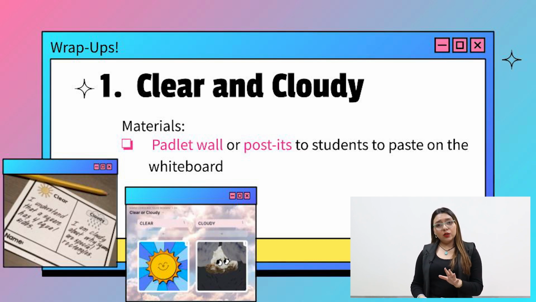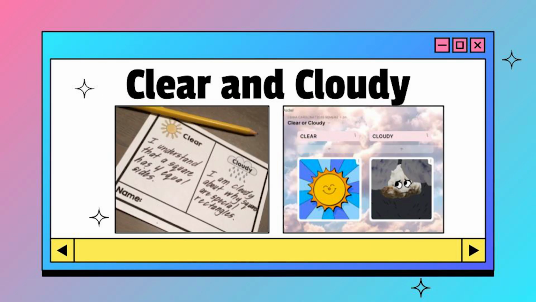Materials: you can use a Padlet wall or Post-its if you don't have a digital platform for students to paste on the whiteboard. Look at these 2 examples. Students write on the left side where the sun is, what they liked or what is clear from the topic that they have just learned.